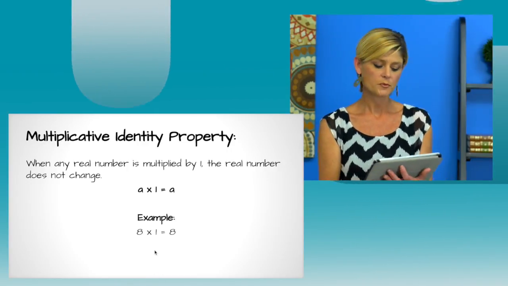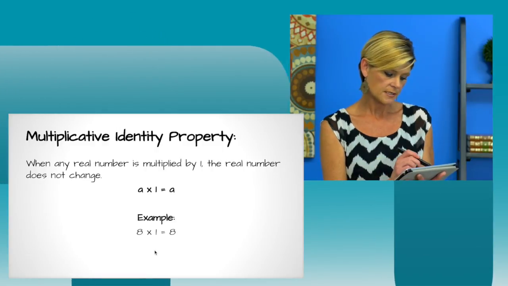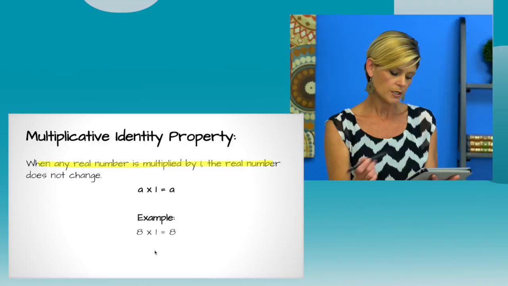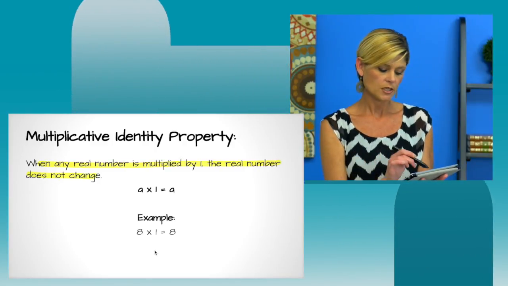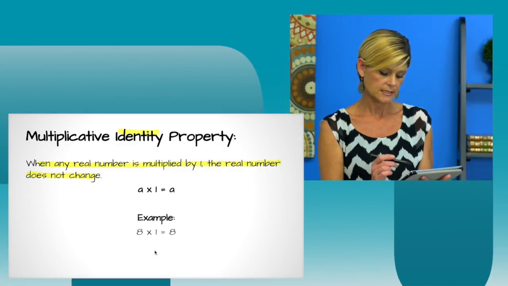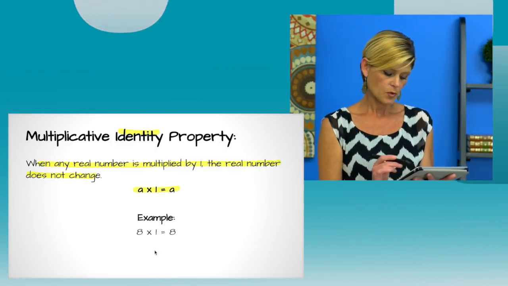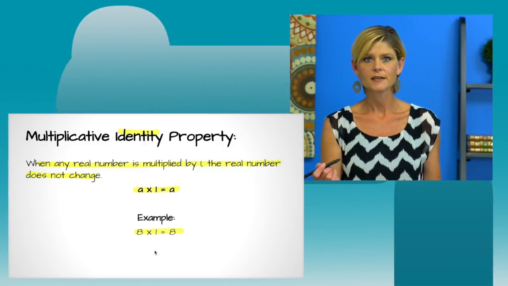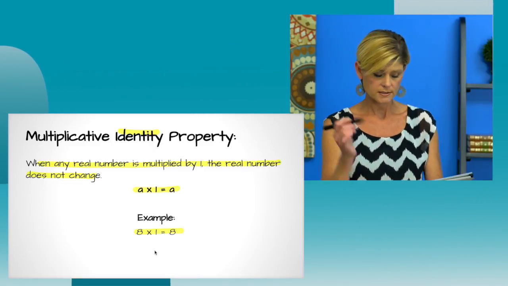We also have the multiplicative identity property, and this simply says that when any real number is multiplied by 1, the real number does not change, hence the word identity. It is itself. A times 1 equals A. An example would be 8 times 1 equals 8. 150 times 1 is 150. So any real number times 1 is itself.